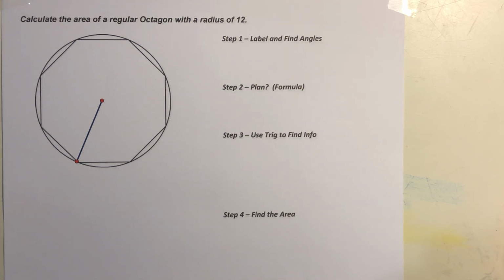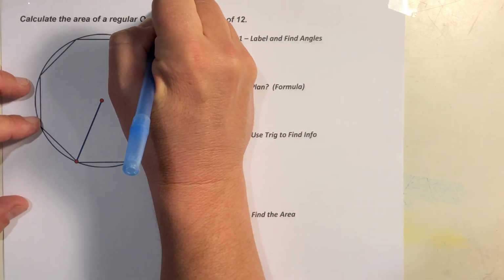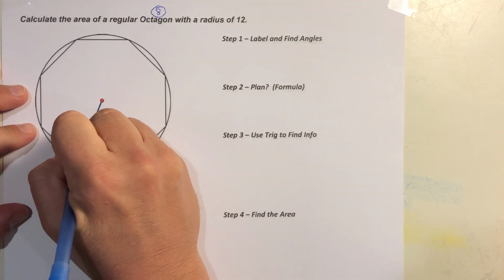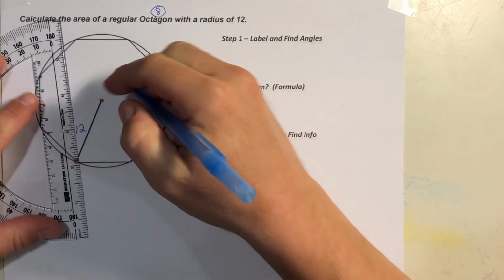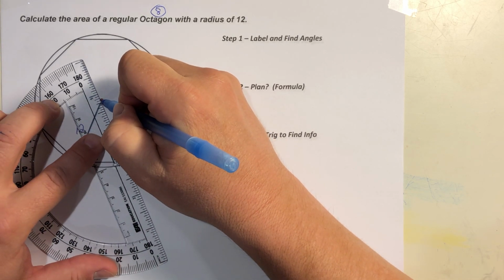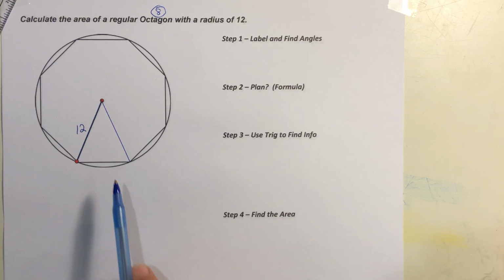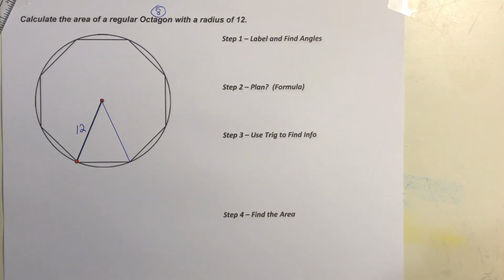All right, so here we go. Now, calculate the area of a regular octagon. So that means there are 8 sides, okay? Radius of 12, I'm coming down here and putting my 12 units there. I'm going to now draw my triangle. Now let's remember, it's an octagon. So how many of these triangles would there be? Right, there would be 8 slices of octagon pie.